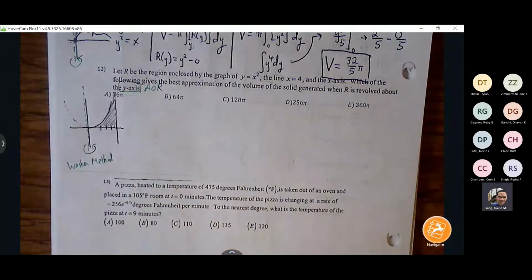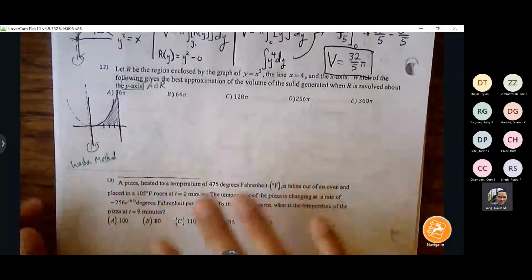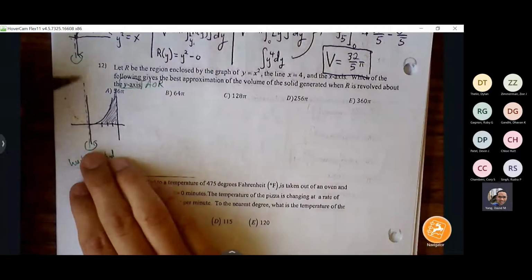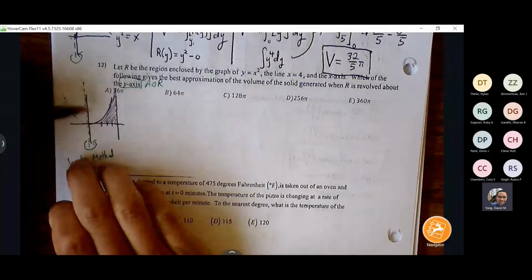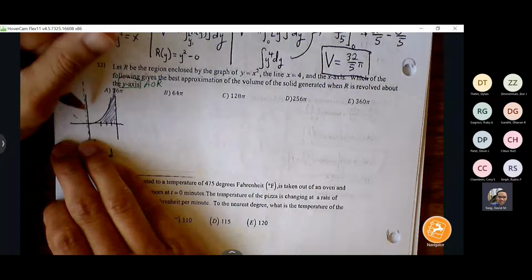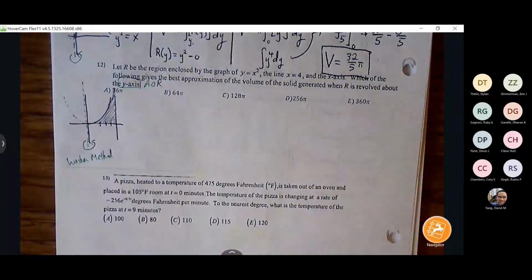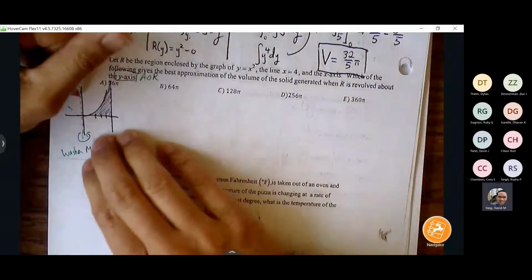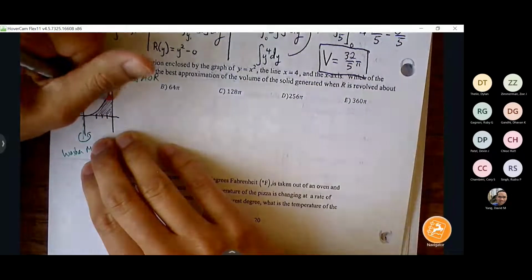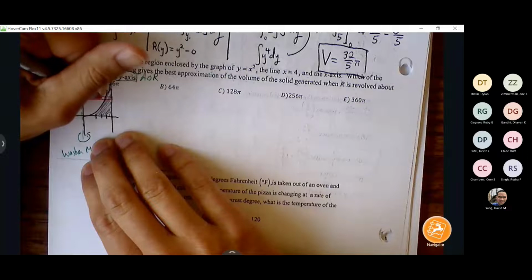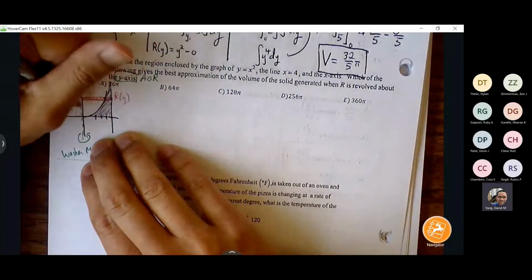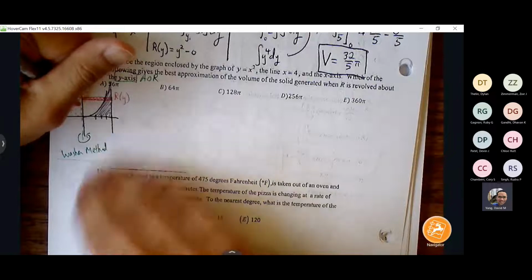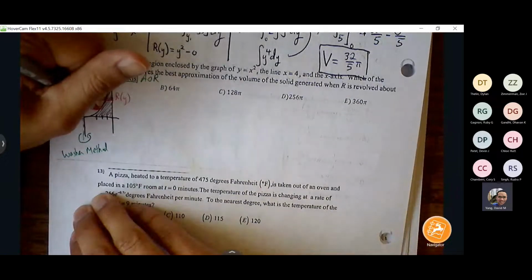Which means we need to draw two radii. Both radii have to start from the center. This is the new center, so I've got to extend out to both my boundaries here. So from my axis to my furthest boundary, that's big R. And then small r is from the axis of revolution to the closer boundary.